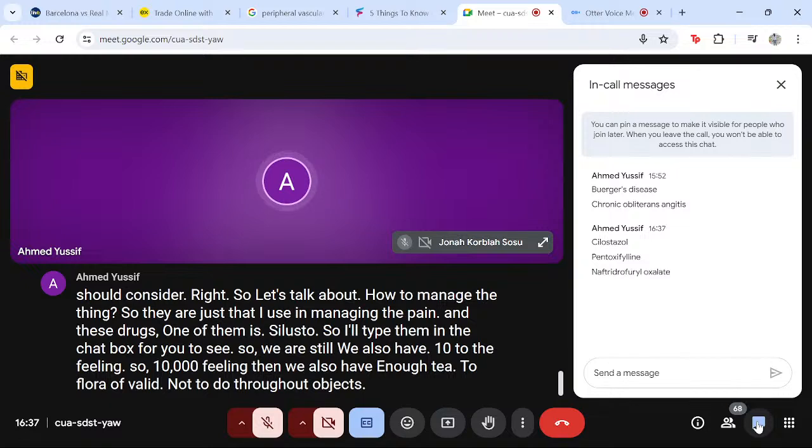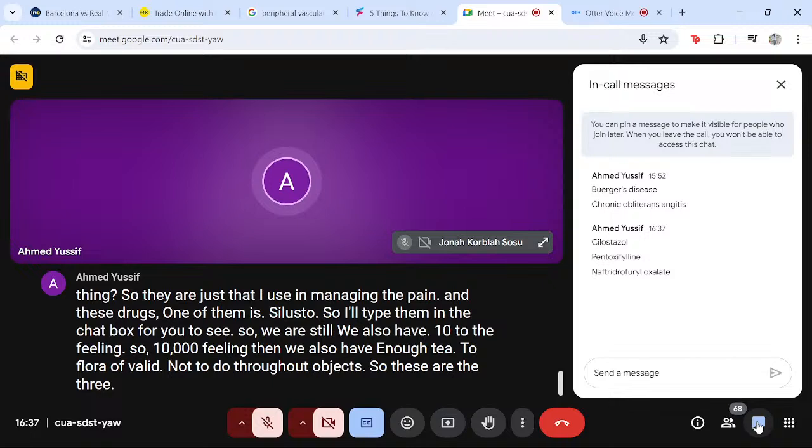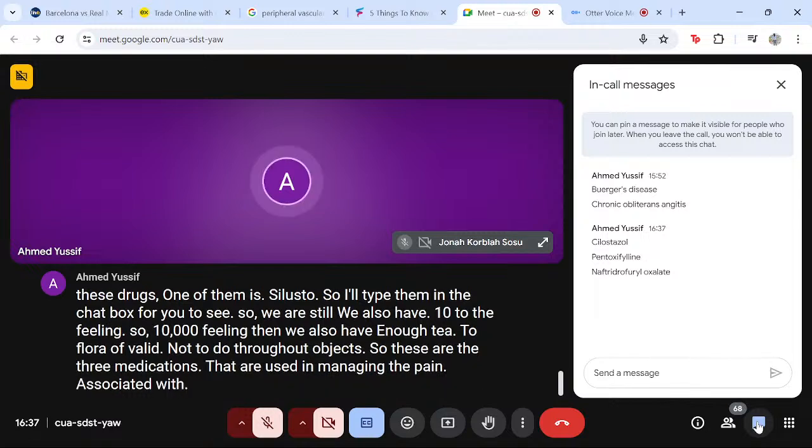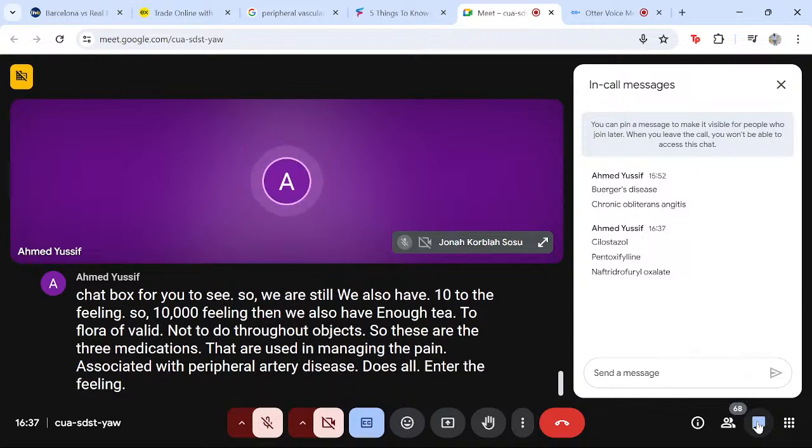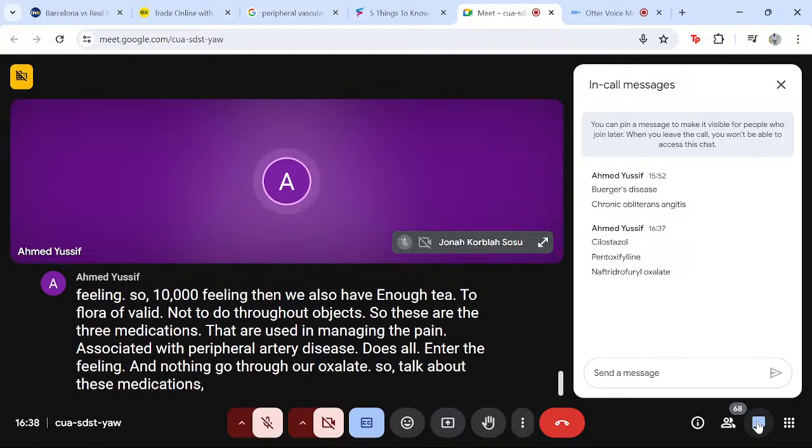So these are the three medications that are used in managing the pain associated with peripheral artery disease: cilostazol, pentoxifylline, and naftidrofuryl oxalate. So we'll talk about these medications one after the other. So we start with cilostazol.